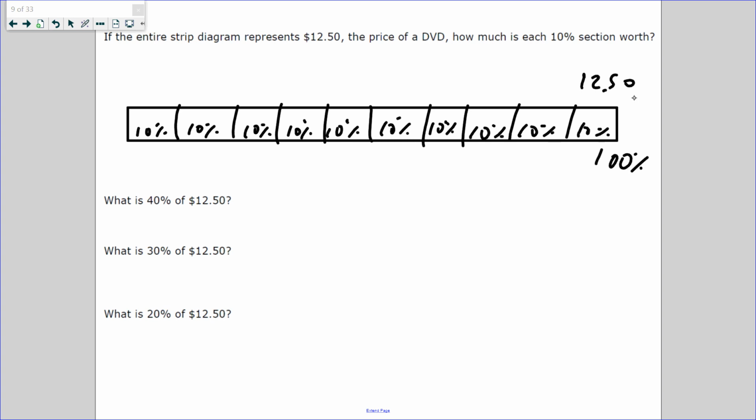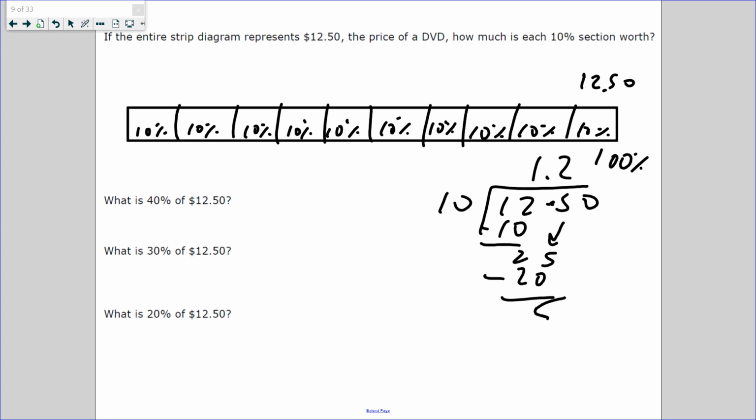So $12.50 divided into 10 sections. It goes in 1 time. Bring down the 5. 10 goes into 25 2 times. So now 0. 10 goes into 50 5 times. So each one will be $1.25. So every 10% is $1.25.